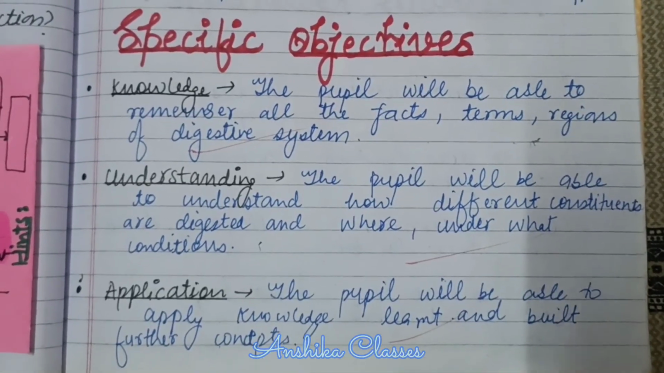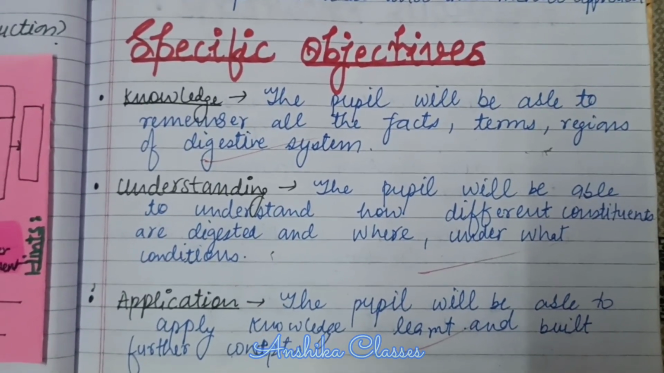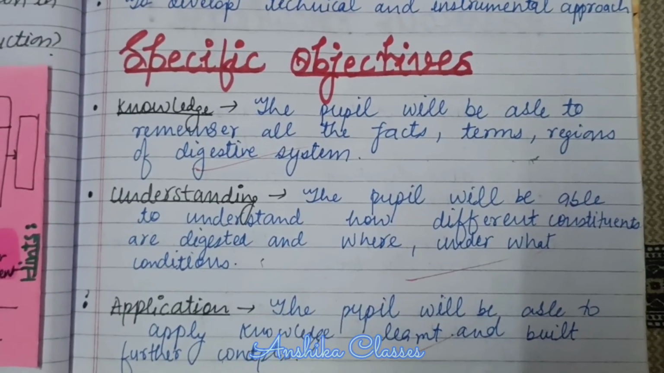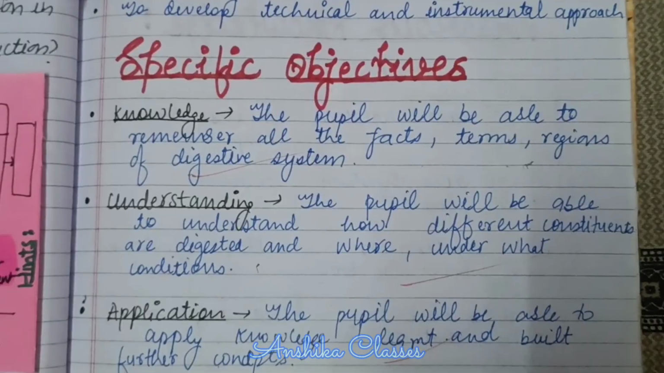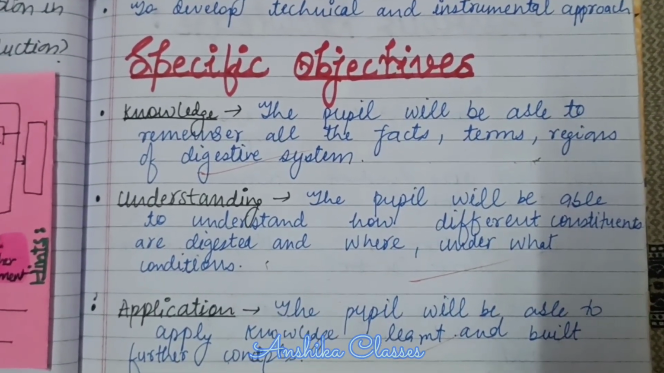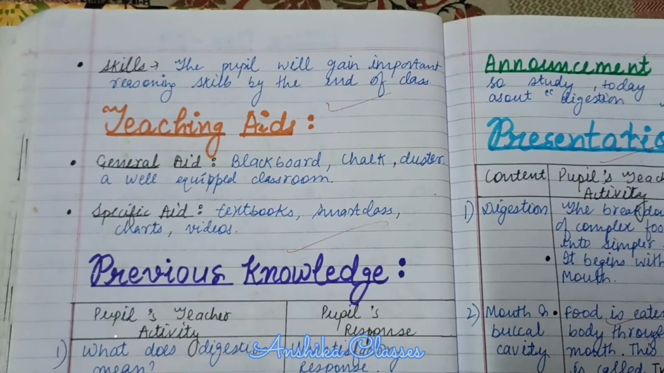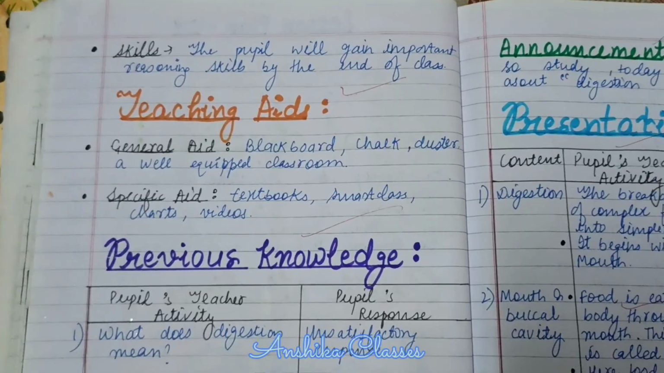Specific objectives are: Knowledge. The student will be able to remember the facts, terms, regions of digestive system. Understanding. The pupil will be able to understand how different constituents of food are digested and where and under what conditions. Application. The pupil will be able to apply knowledge learned and build further concepts. Skill. The pupil will be able to gain important reasoning skills by the end of class.